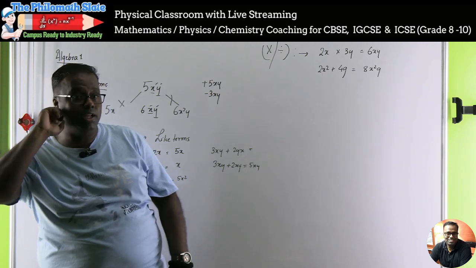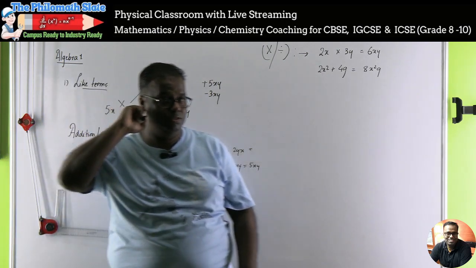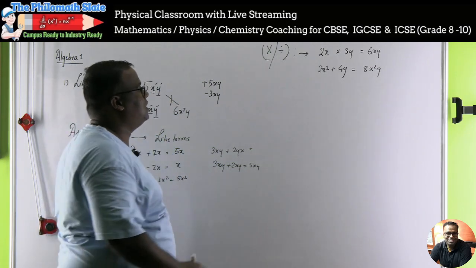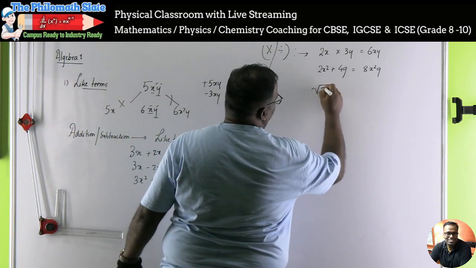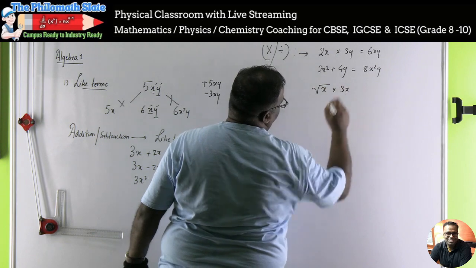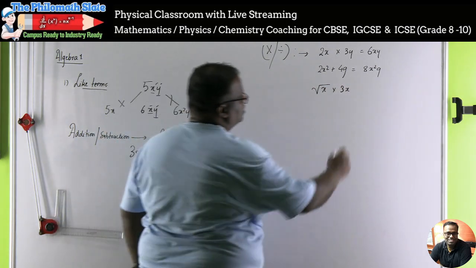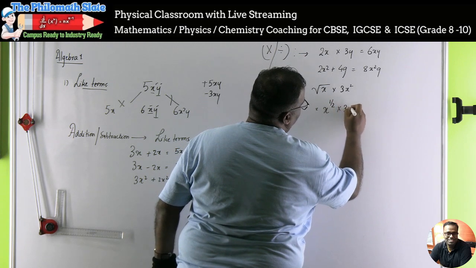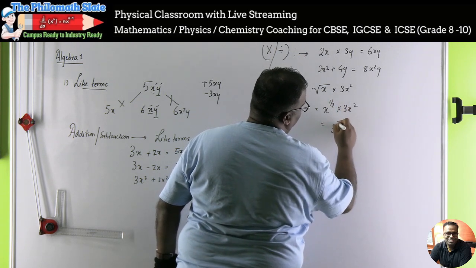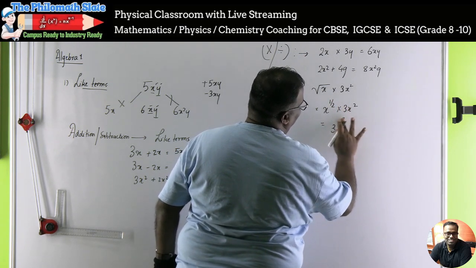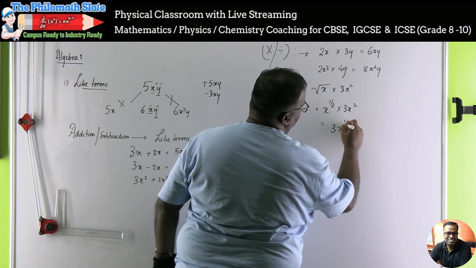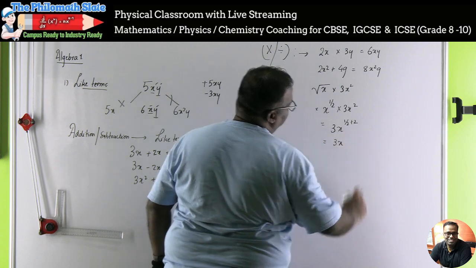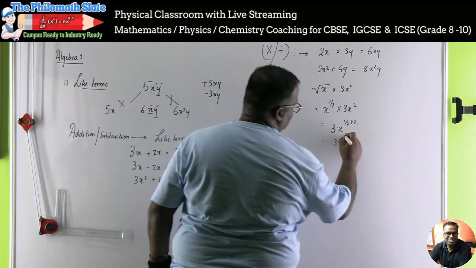And don't you forget the laws of exponents also. I hope you know them. Let's say, like somebody says, multiply root of x with 3x². So I can write x to the power half into 3x², which is equal to 3x to the power half plus 2. So it becomes 3x to the power कितना हो गया? 5 by 2.